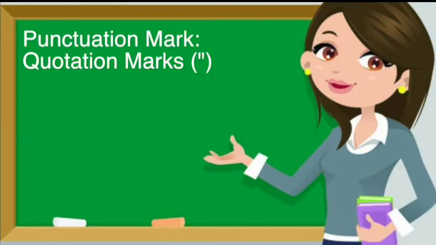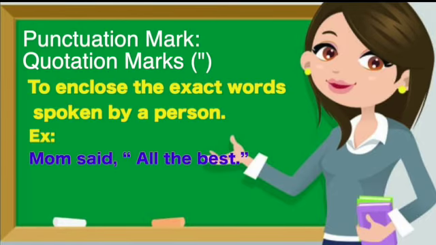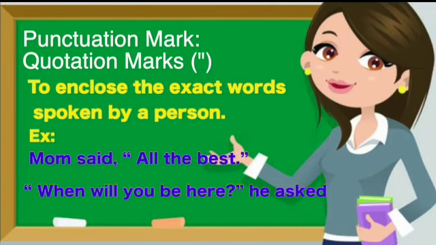Let's move on to the next punctuation mark, which is quotation marks. Quotation marks are used to enclose the exact words spoken by a person. For example, Mom said, "All the best." Children, in this example, all the best are written in quotation marks. These are the exact words spoken by Mom. Another example is, "When will you be here?" he asked.